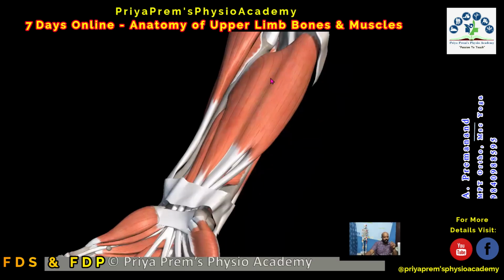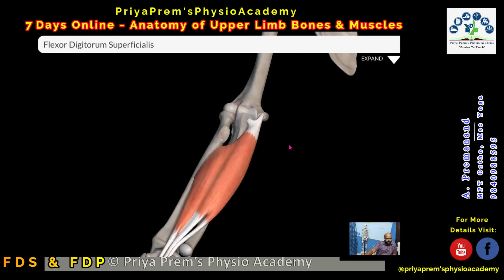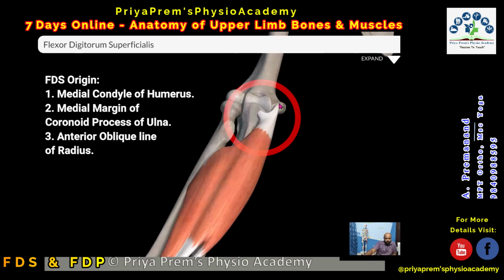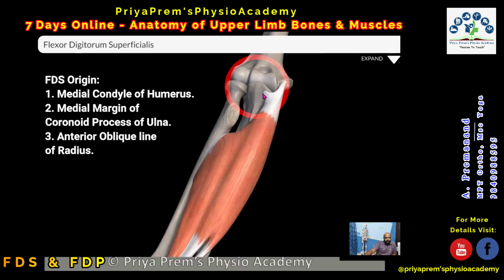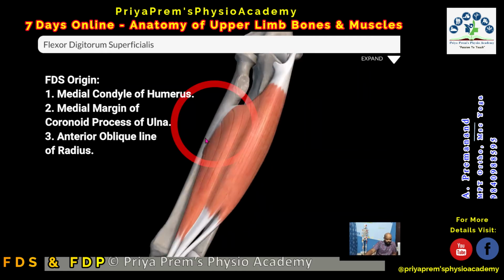So here is your Flexor Digitorum Superficialis. Where does it arise from? It arises from the medial epicondyle of humerus, and from the ulna it is going to arise from the medial margin of the coronoid process. Anterior surface is from the brachius. So the medial margin is over here, and there is a line of origin here. This is the anterior oblique line. So 1, 2, and 3 origins.